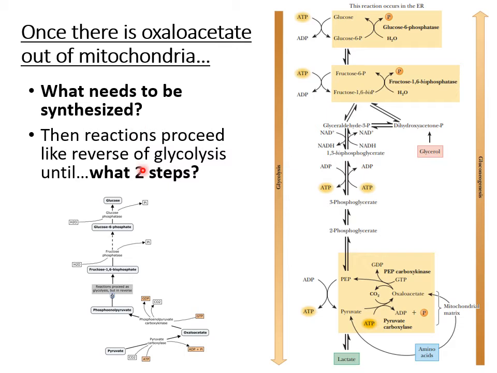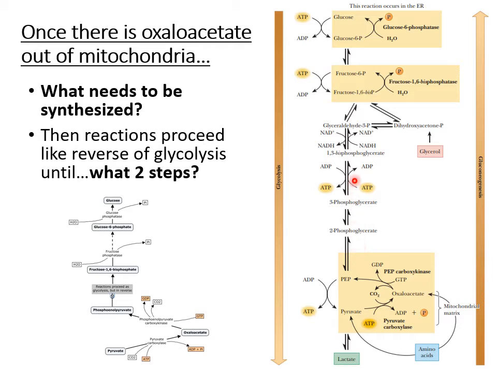I'm going to have a recap of the answers of this on the next slide, so don't worry about jotting it down. All right, then after PEP, you can basically go through and proceed as if it's just the reverse of each of the reactions over here from glycolysis. And then you hit this area over here. And now you've hit the last of the 3 steps that are not the reverse of glycolysis. Okay, so this is one of the 3 steps that's not the reverse of glycolysis.